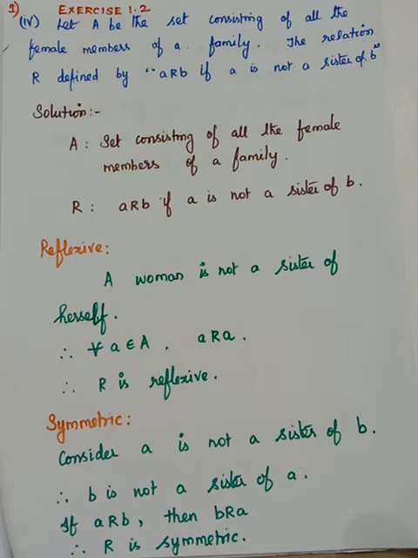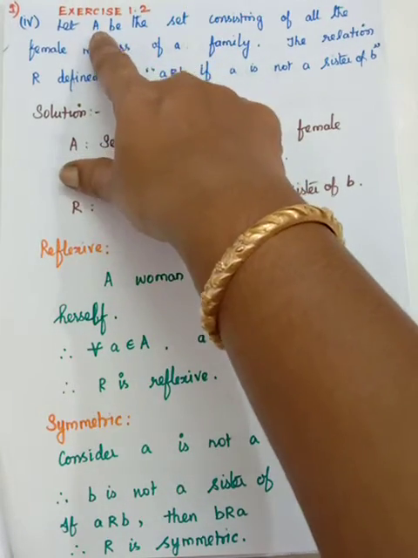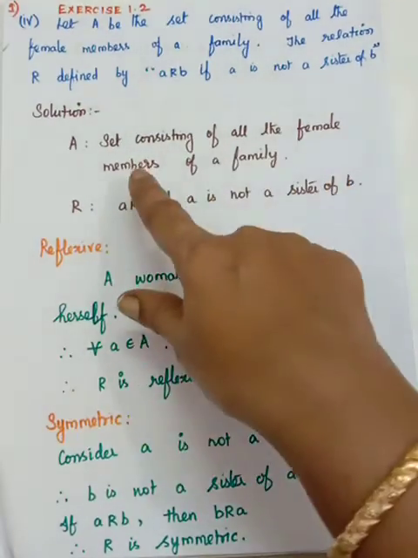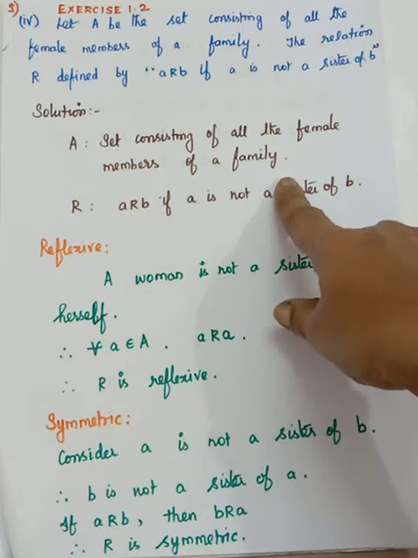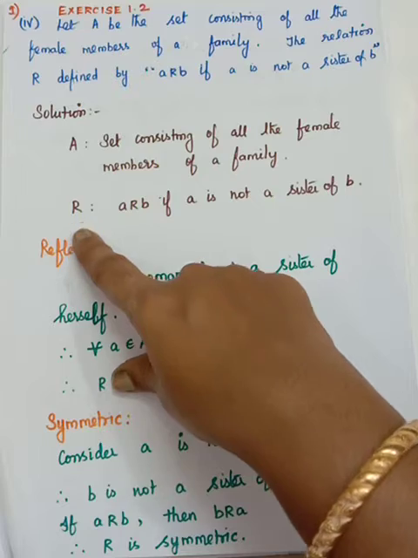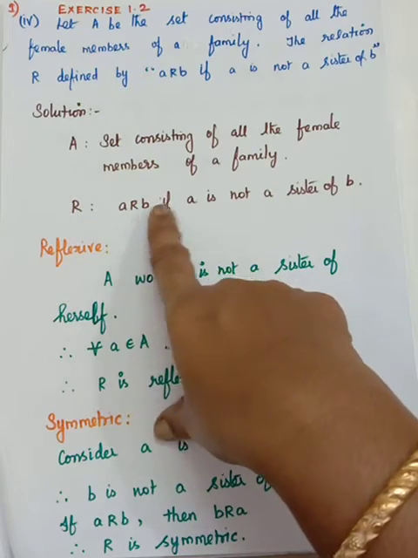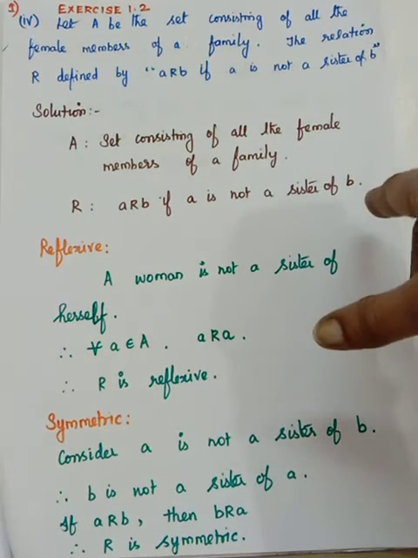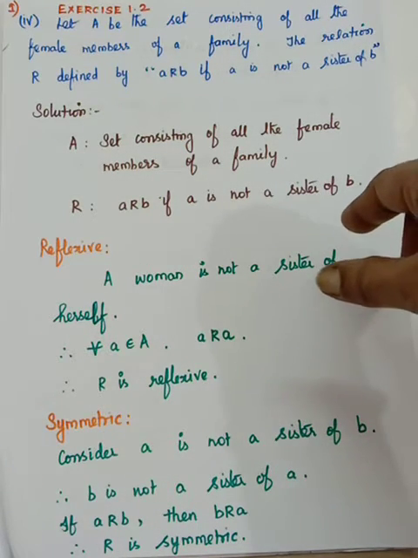Let A be the set consisting of all the female members of a family. The relation R is defined by A is related to B if A is not a sister of B. See that here the set A is given. It consists of all the female members of a family. Only female members we have taken in that set. Or the relation R is defined by A is related to B if A is not a sister of B. So A is not a sister of B, now we can say A is related to B.